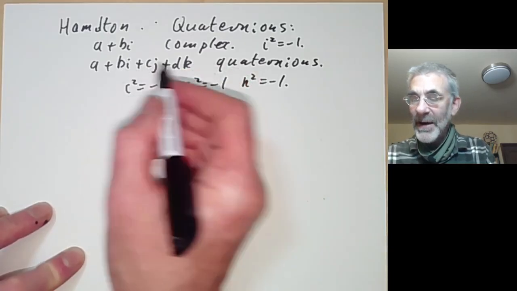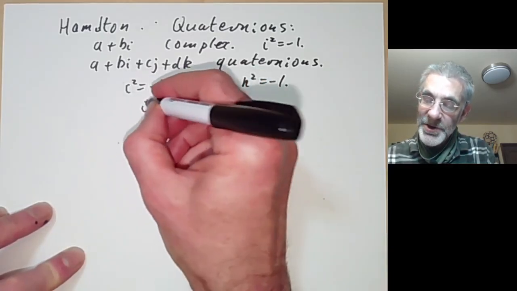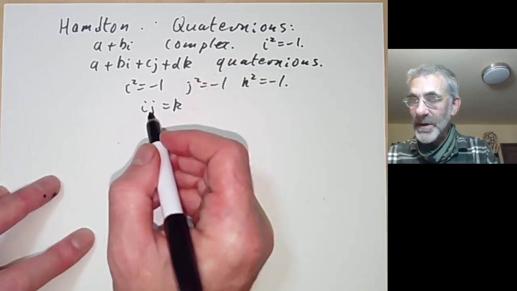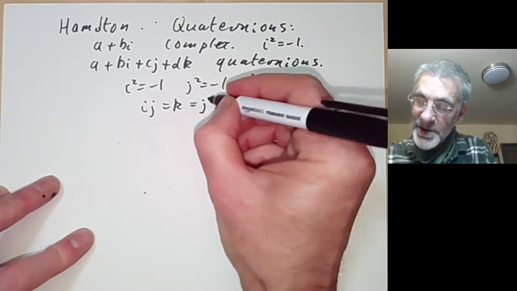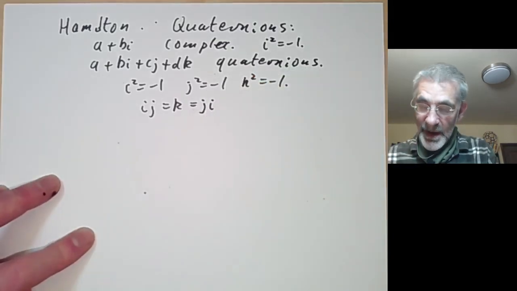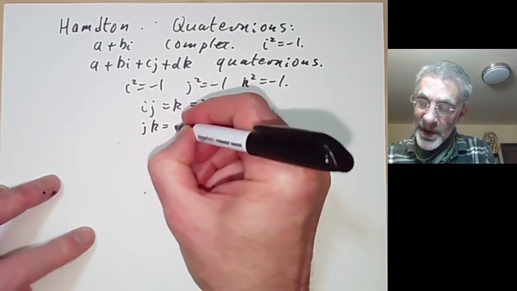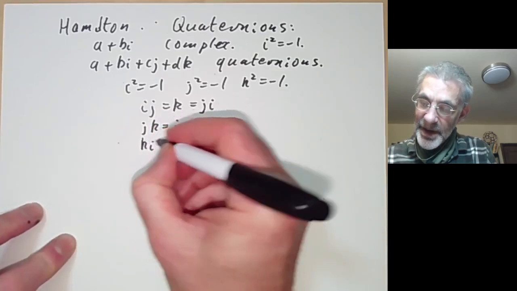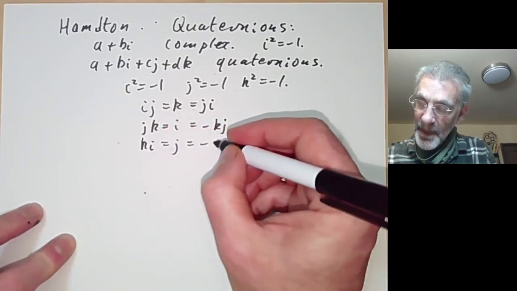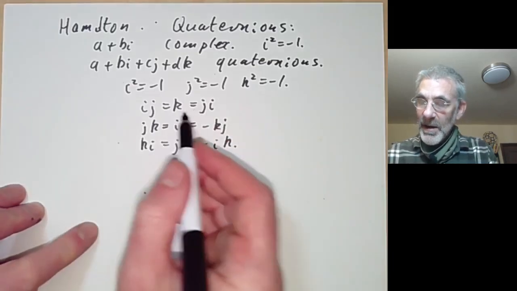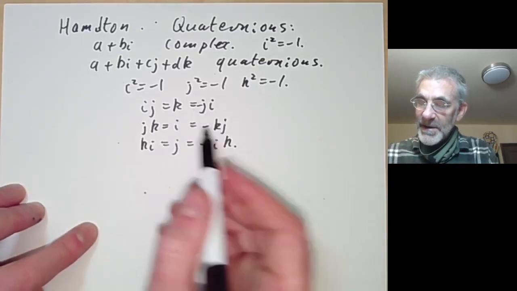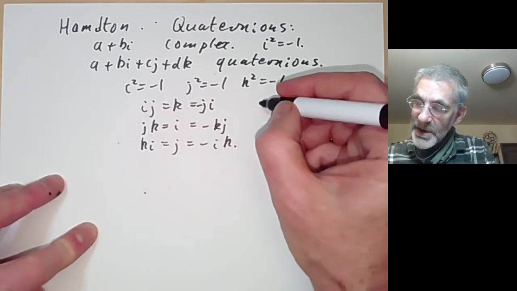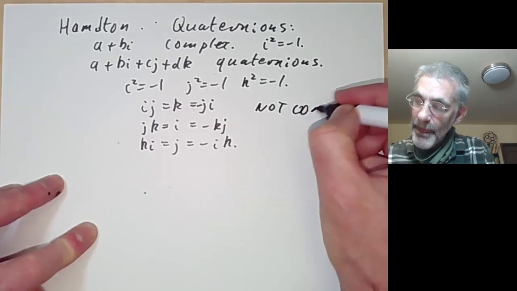Well, you also need to know how to multiply i and j. Well, ij is equal to k. And you might think that means ji is equal to k, but no, this is equal to minus ji... I mean, minus ji is wrong; ji equals minus k. And jk is equal to i, which is equal to minus kj, and ki equals j, which equals minus ik. So, whoops, sorry, there's a minus sign there. So the quaternions are not commutative.